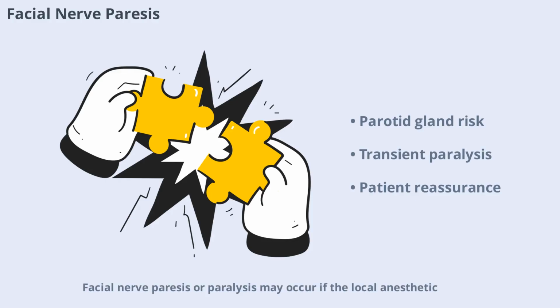Facial nerve paresis or paralysis may occur if the local anesthetic is injected into the capsule or deeper lobe of the parotid gland. This results in unilateral loss of motor function, which is usually transient and lasts only a few hours. Prevention relies on a good understanding of anatomy and proper technique. If it occurs, explanation and reassurance to the patient are important.